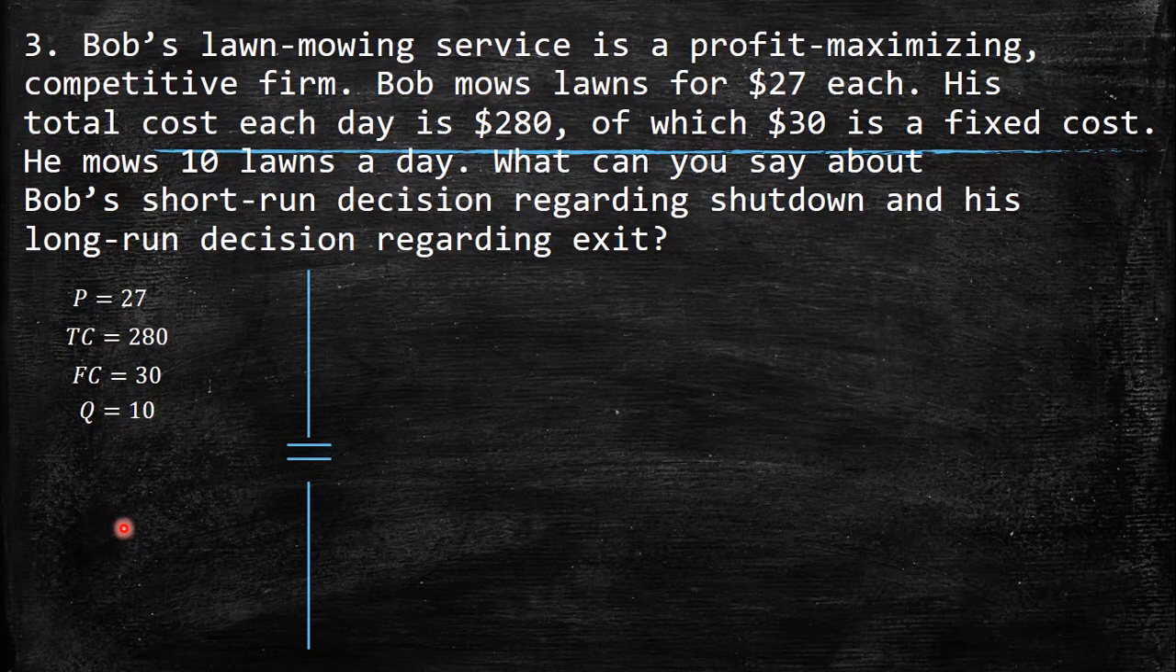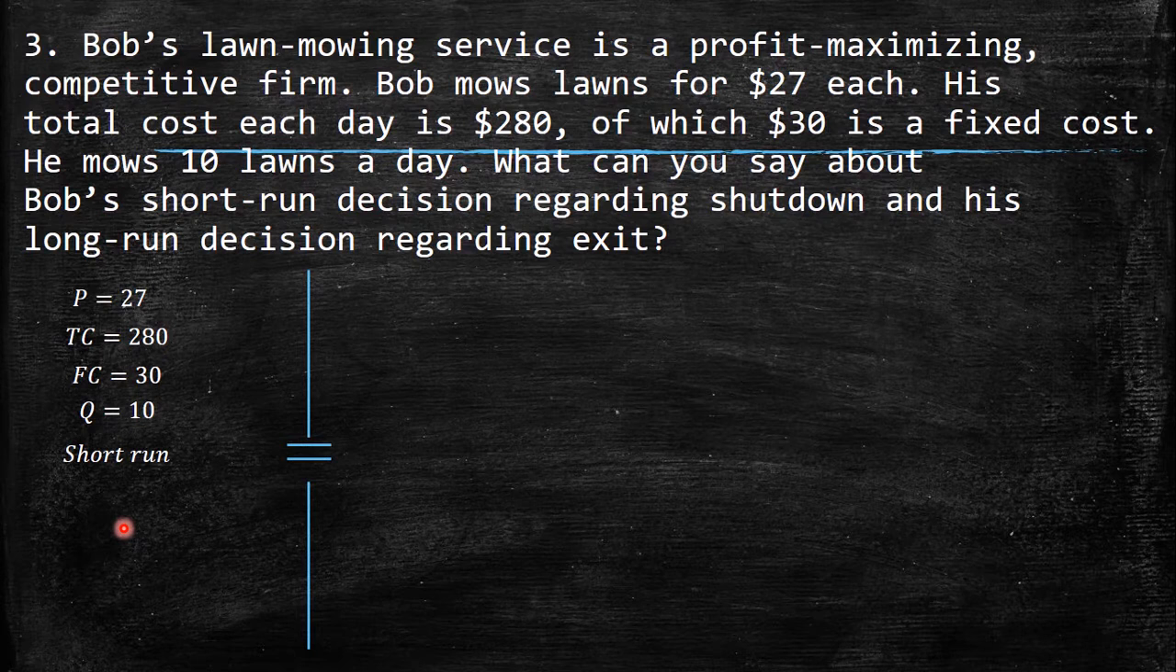The question is, what can you say about Bob's short run decision regarding shutdown and his long run decision regarding exit? So remember, what is the difference between short run and long run in economics related with cost? The difference is in the short run, all the costs are divided in variable and fixed. Okay? And in the long run, you are able to roll out or get rid of these fixed costs. So all the costs are variable. So this is the main difference.